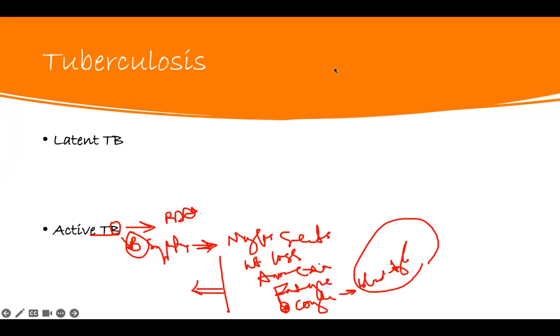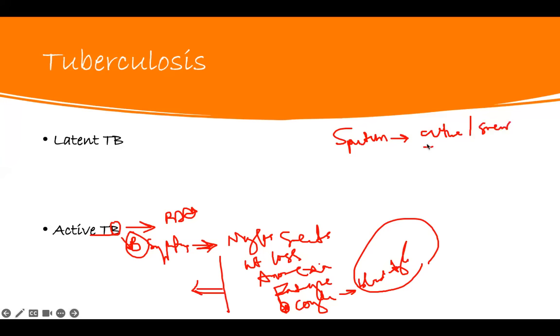How do we diagnose active TB? Well, they need a sputum test. So it's a sputum test. You have to cough it out, okay? And they have to test it, and they have to do a culture and a smear of the sputum.